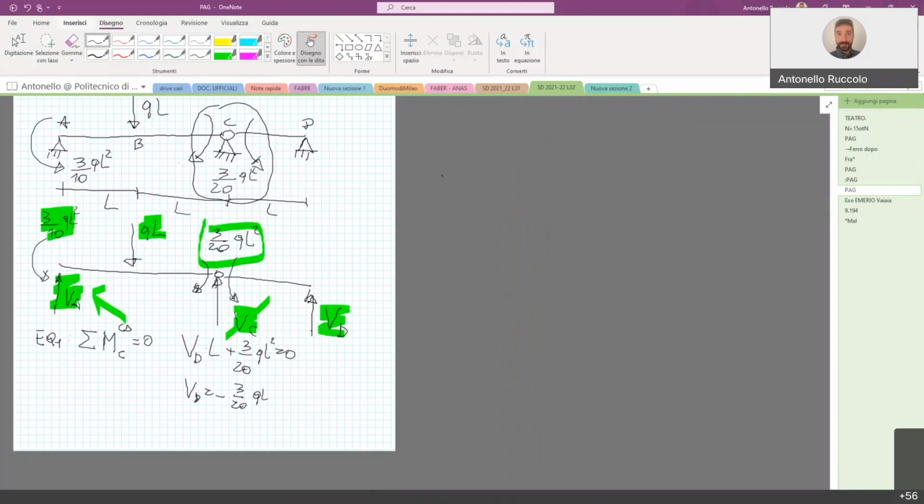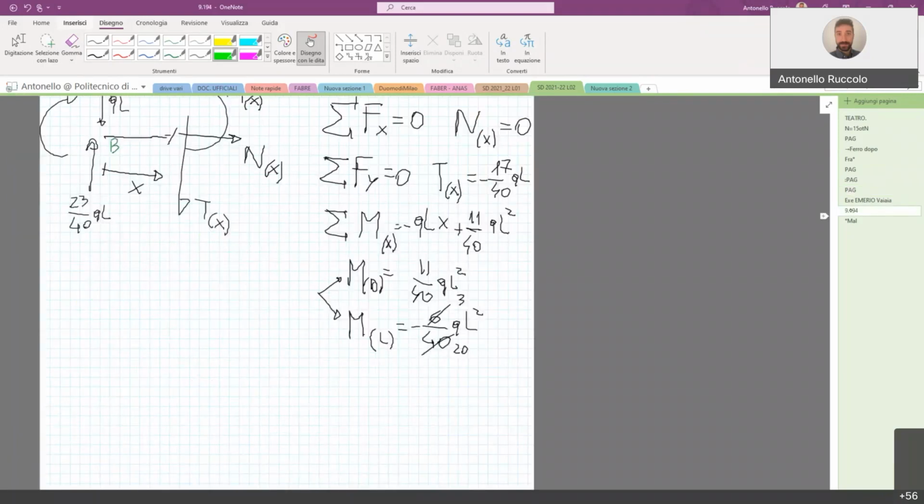So these are the checks that we have to do. The internal forces are continuous, so they do not vary abruptly along the structure, unless we have an external load. In this case, we had a vertical force applied in B, whose entity was equal to QL. And we can easily recollect that there is a jump in the shear force.